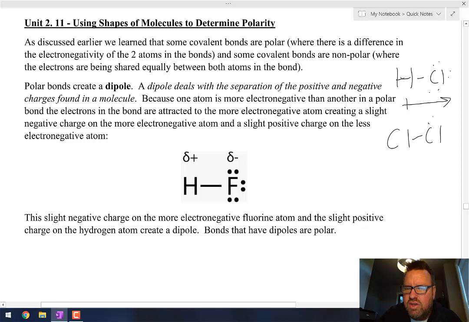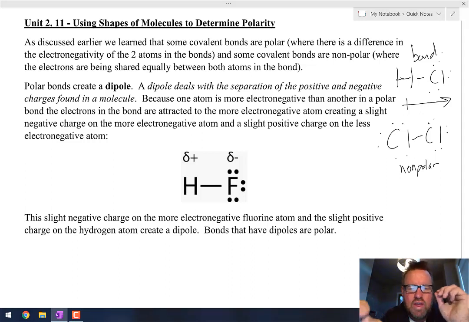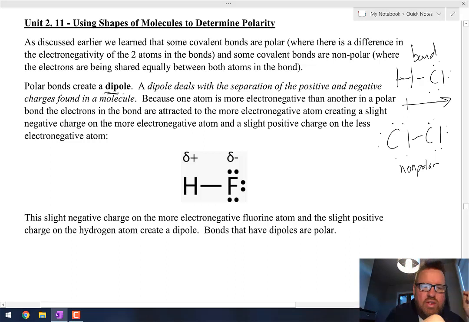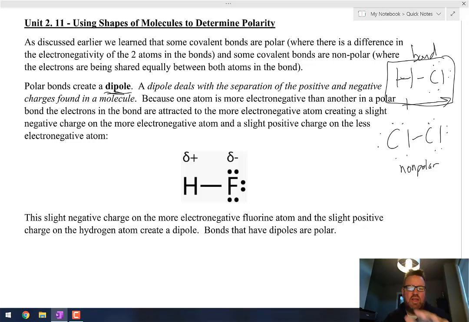But if you have just the regular Cl2 bond, because both atoms have the same electronegativity, this bond is considered to be a nonpolar bond, whereas this bond up here, because it has a dipole, is polar. So just to review that real quickly, if a bond is polar, it creates what's called a dipole. And if this molecule overall is polar, then we can say that it has what's called a dipole moment.